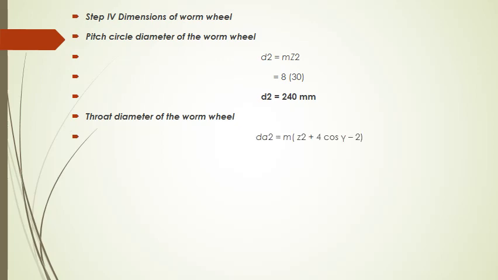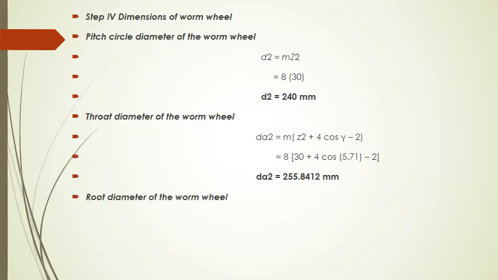Throat diameter of the worm wheel. DA2 is given by DA2 is equal to M into bracket Z2 plus 4 cos gamma minus 2. Therefore DA2 is equal to 8 into bracket 30 plus 4 into cos of 5.71 degree minus 2. Therefore DA2 is equal to 255.84 mm. Now root diameter of the worm wheel. DF2 is equal to M into bracket Z2 minus 2 minus 0.4 cos gamma. Therefore DF2 is equal to 8 into bracket 30 minus 2 minus 0.4 cos of 5.71. Therefore DF2 is equal to 220.8159 mm.